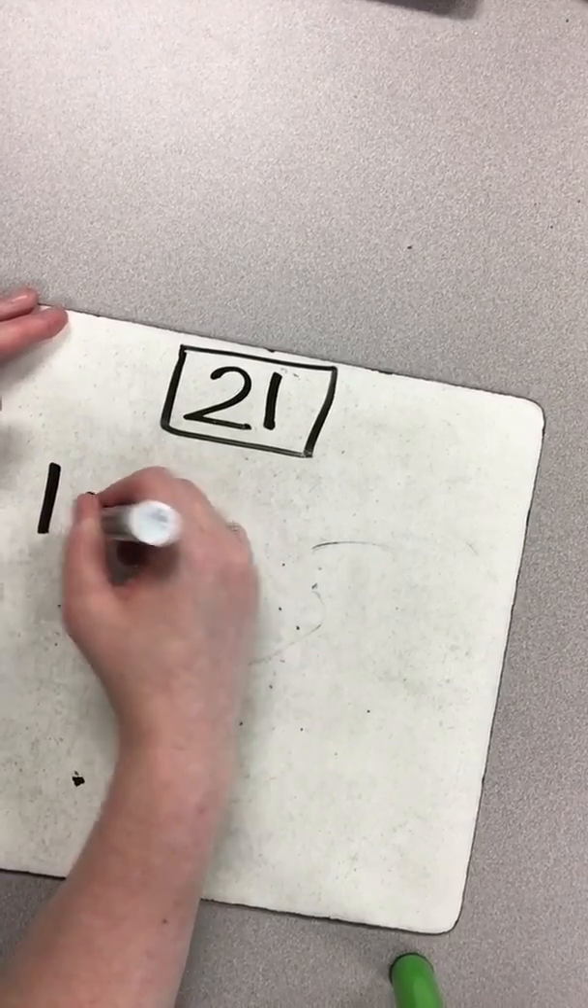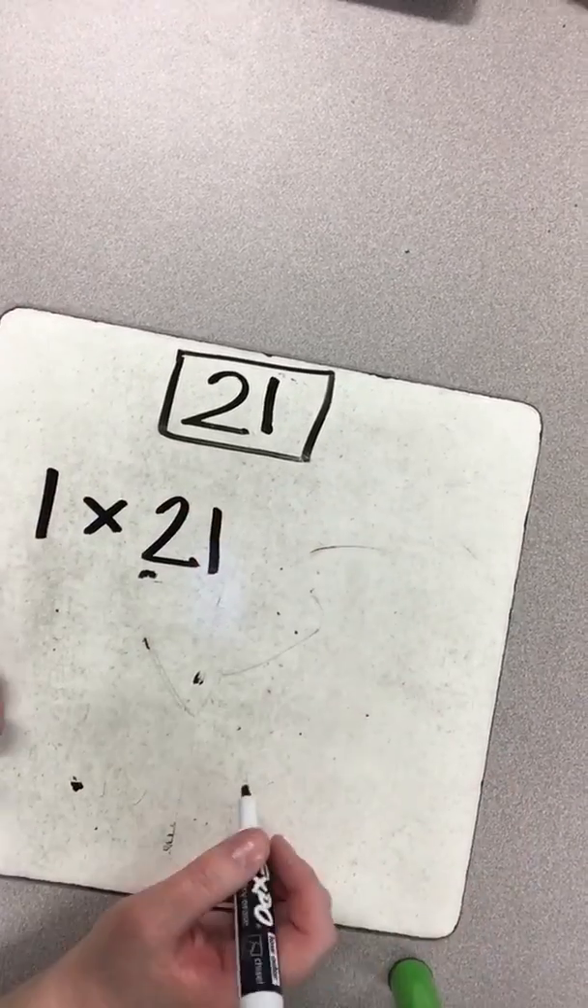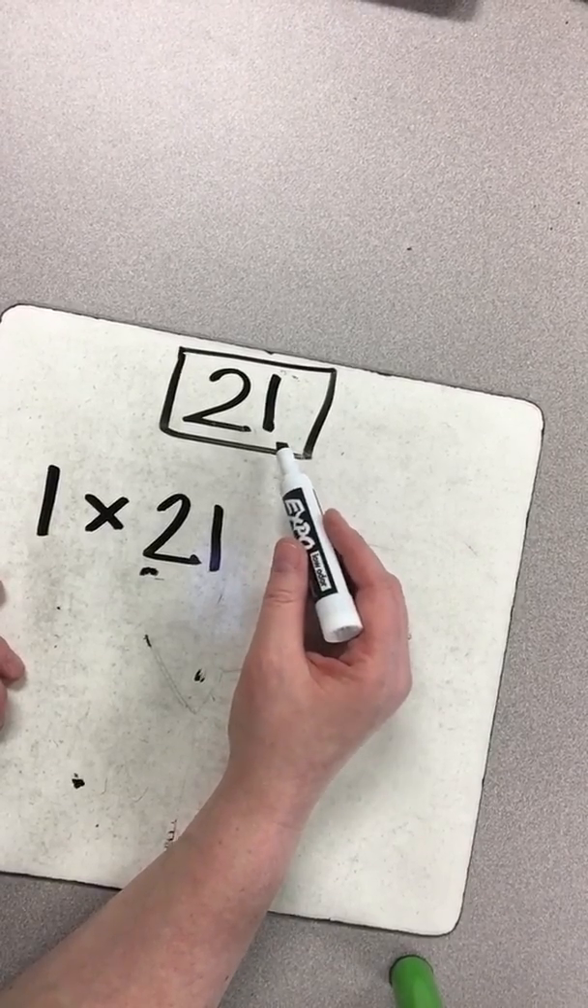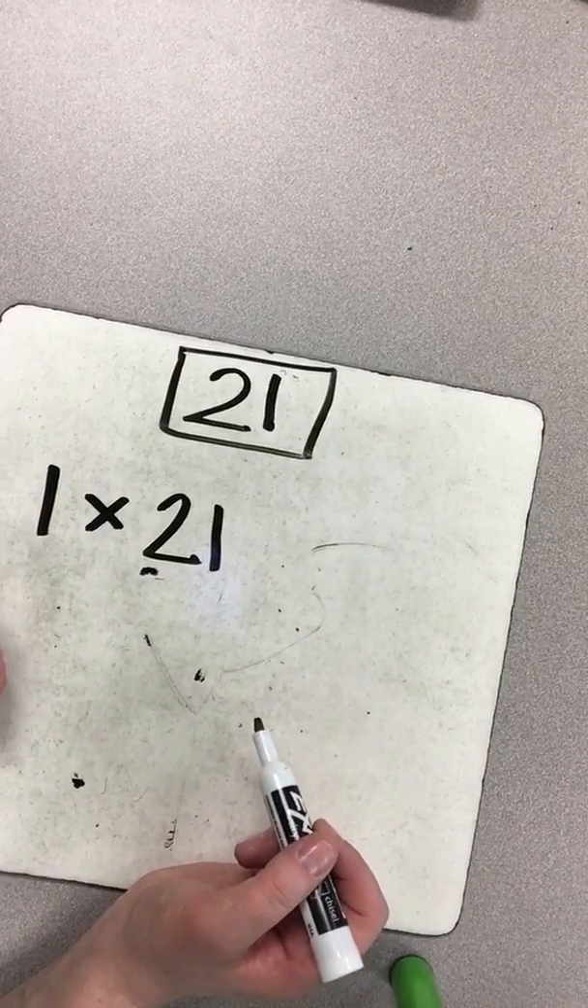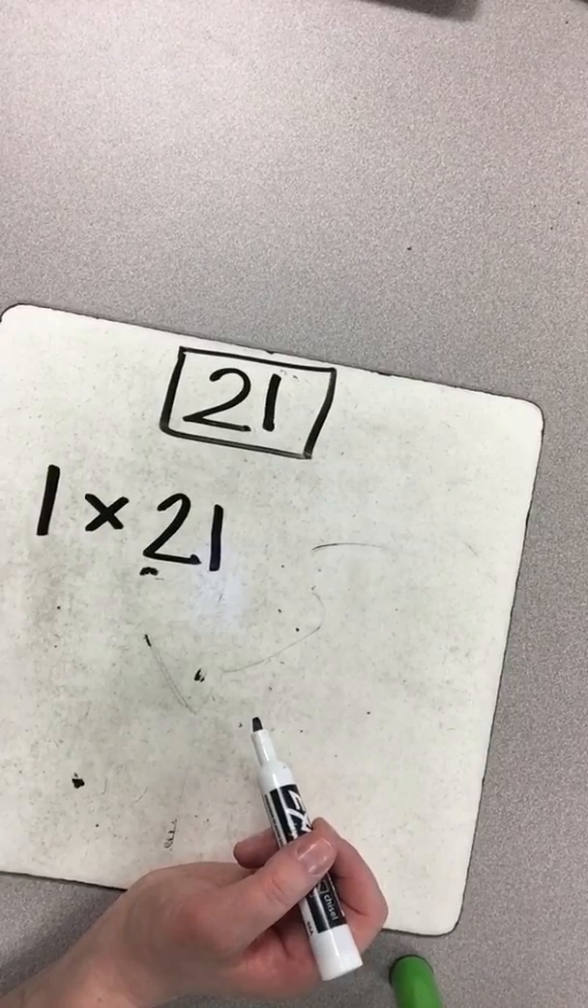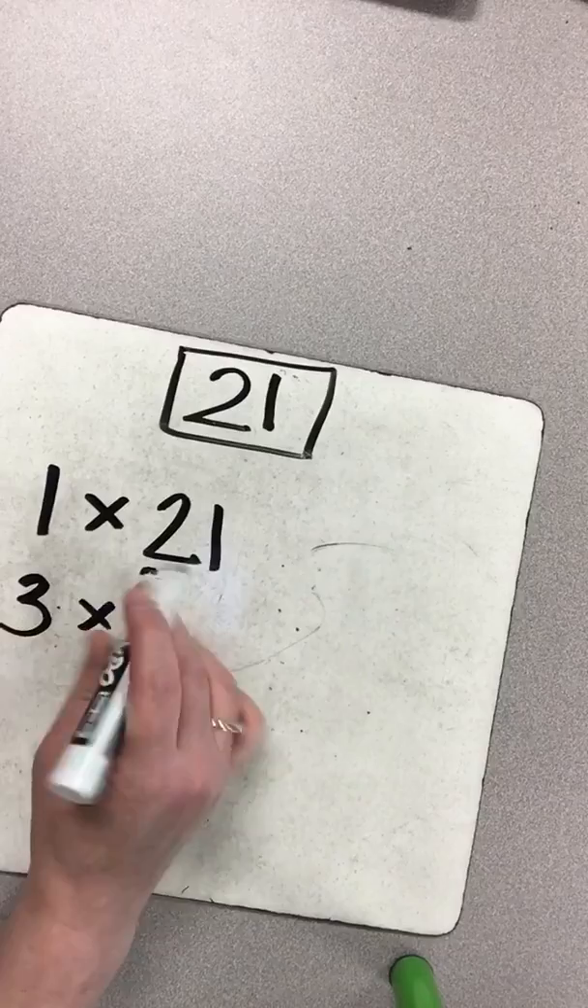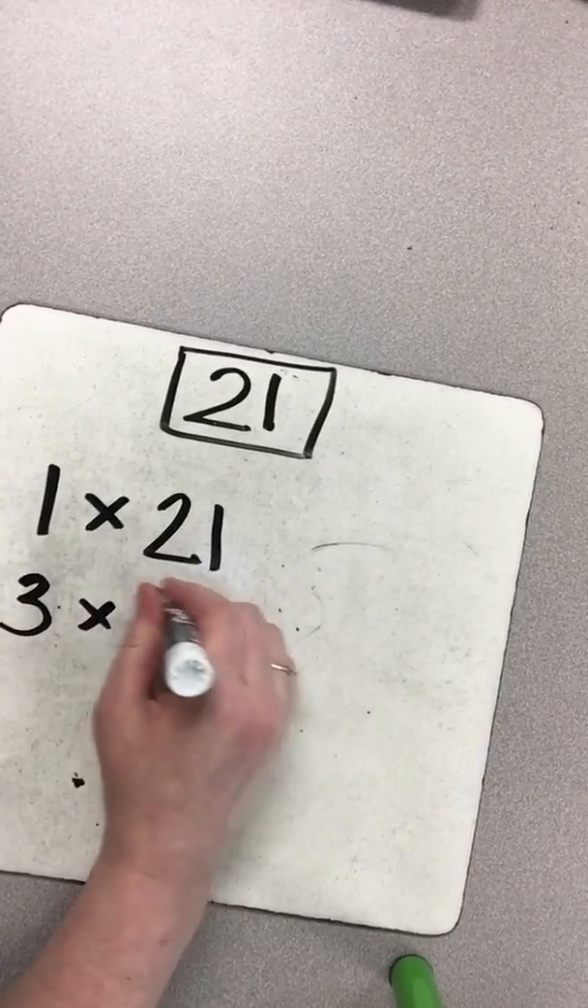Number 1. 1 times 21. Okay, 2. No way. Not even close. 21's an odd number. 2 can't go in. 3. 3 can go in. 4th graders, be getting your math brain going. 3 times what would equal 21? What do you think they said, Mrs. Kemp? I hope they said 7. I hope they did too.